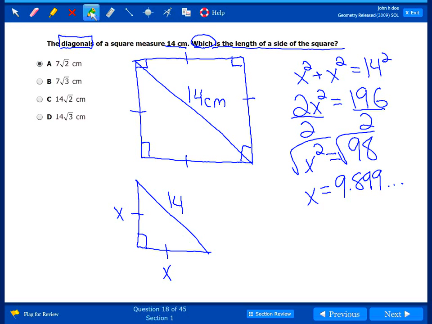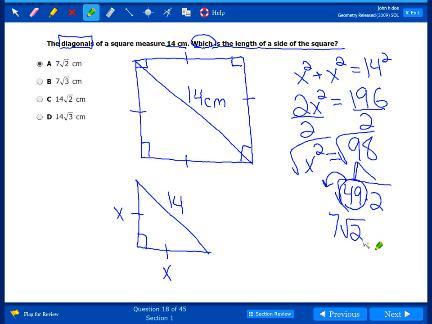If you want to break this down into how we get the actual answer, all we have to remember is this is equal to 49 times 2. So when we take the square root, square root of 49 is 7, so that's how we get 7 square root of 2.